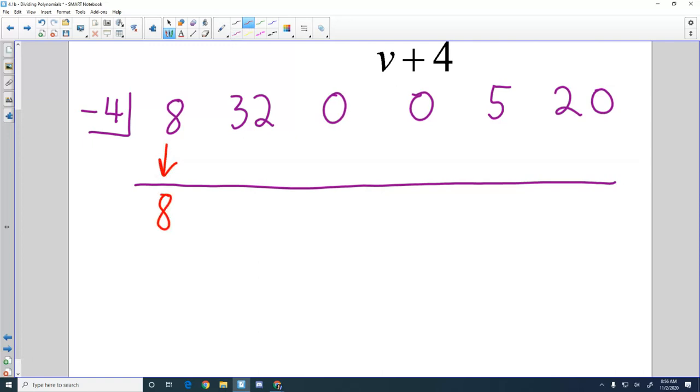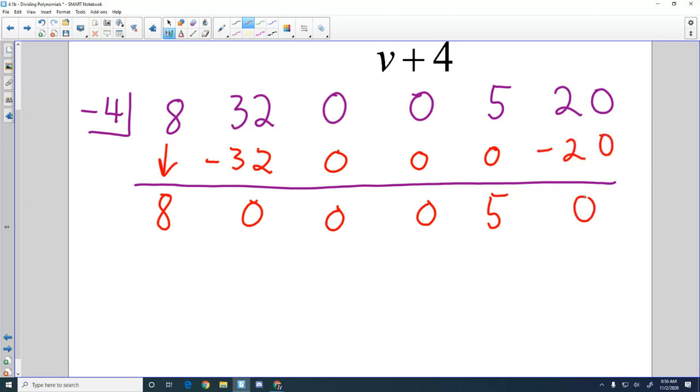So we drop down that first term, that 8, multiply it by the half box, add them up, multiply, add, multiply, add, multiply, add. 5 times -4 is -20. Add that up, we get a 0. Right away, put a box around that last number to remind you, hey, that's the remainder. Do you like it when we get a remainder of 0? Yeah, it makes it look a lot nicer, cleaner for that final answer.